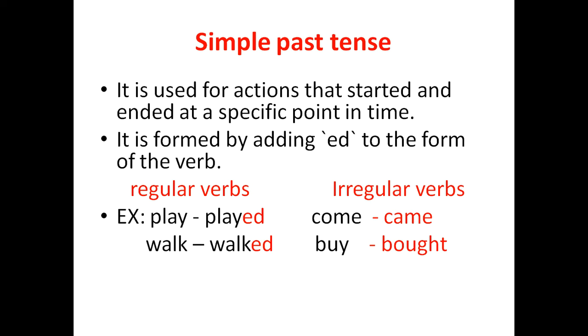So here are the examples of regular verbs and irregular verbs. Play, played, walk, walked. Irregular verbs: come, came, buy, bought. So children, simple past tense means an action that was already completed.